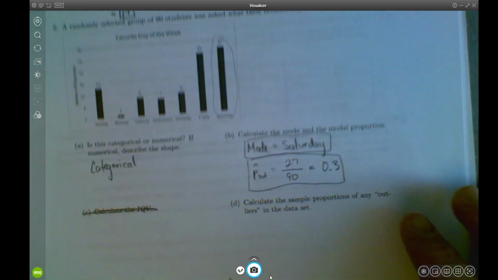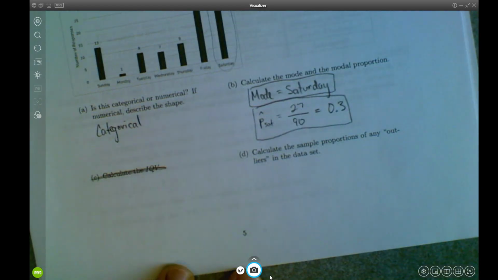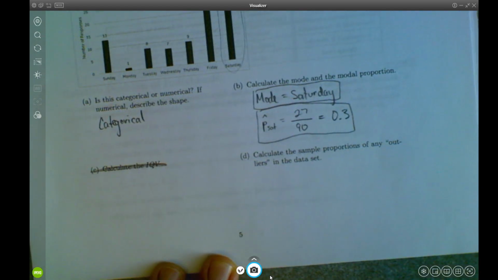Okay, so there's the mode. And there's the modal proportion: 0.3. So 30% of participants said that Saturday was their favorite day of the week. Okay. Part C, I was going to ask you to compute the IQV, but we've practiced that already in this section, so we'll skip that.